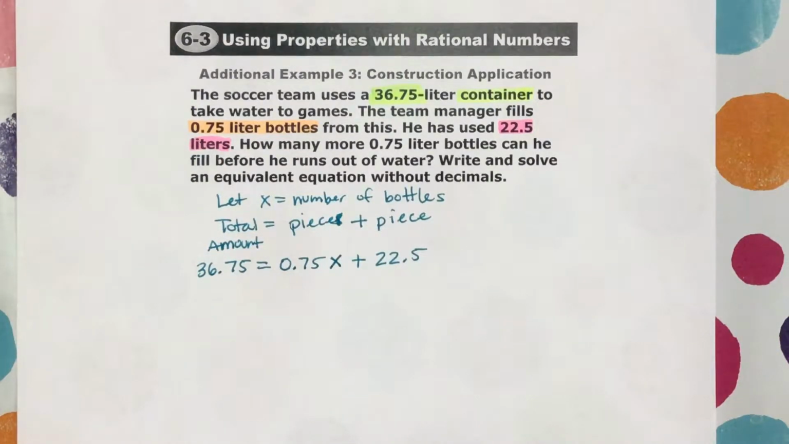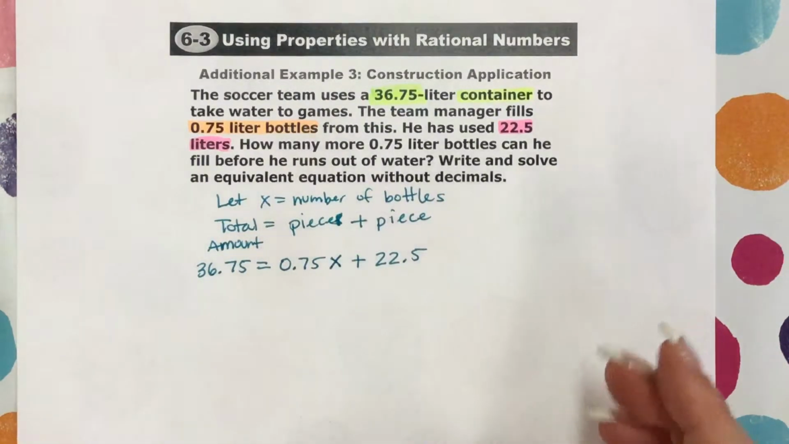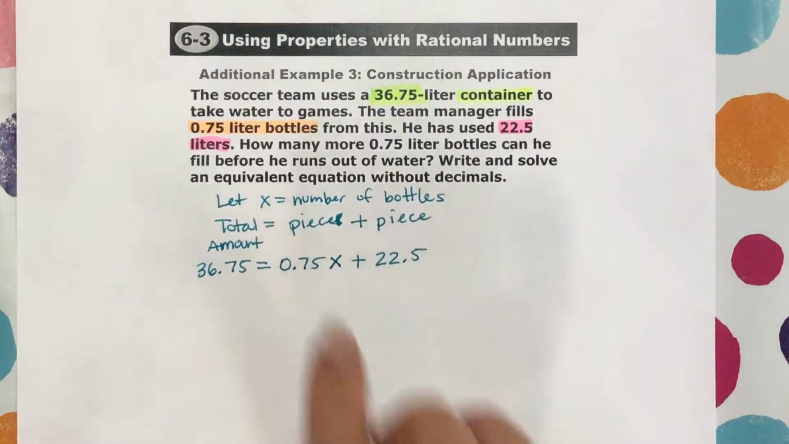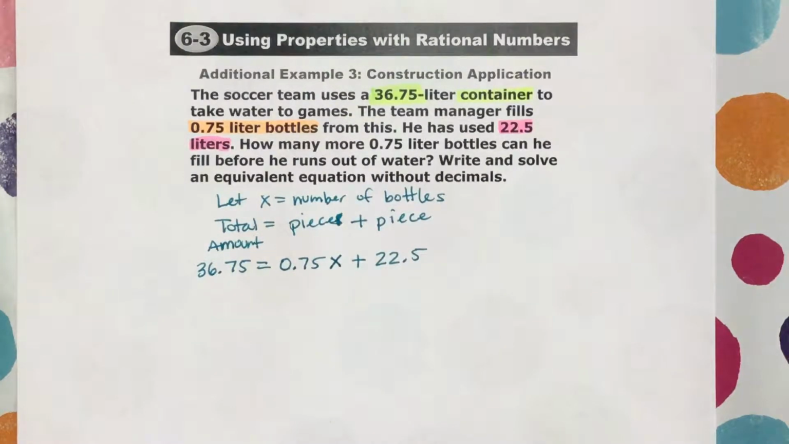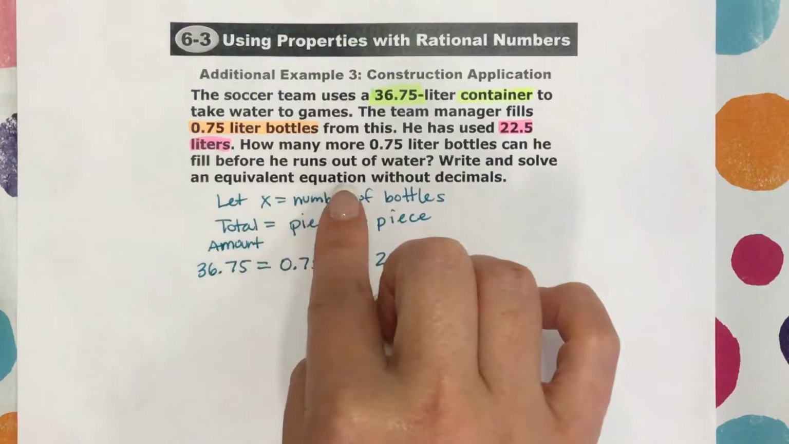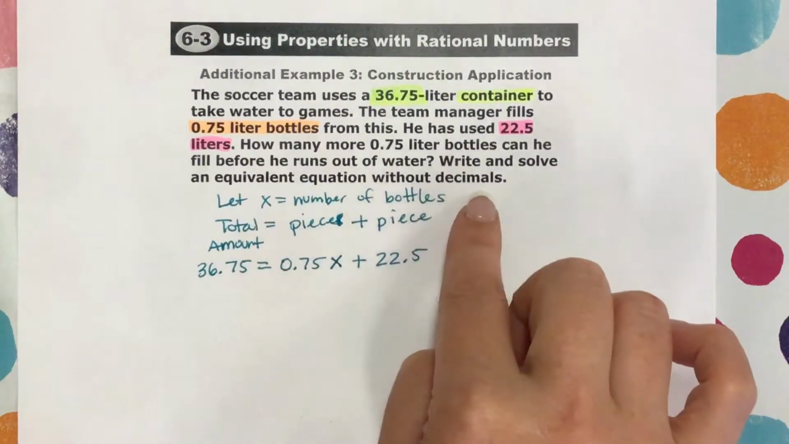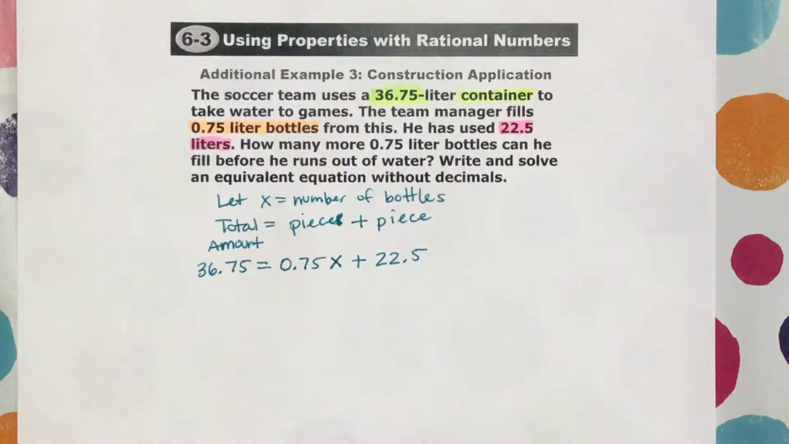Now, what we're going to be practicing is this is a normal two-step equation. It has decimals. We could figure it out. We have skills to figure out what X is. But what we're going to do is write and solve an equivalent equation. So we're going to write and solve an equation that is the same thing but without decimals.